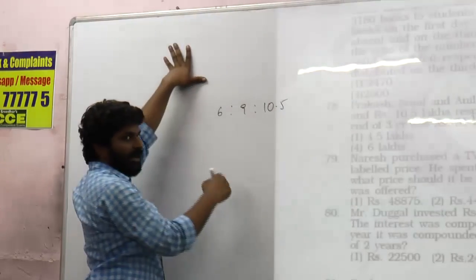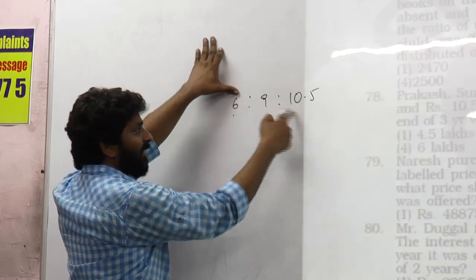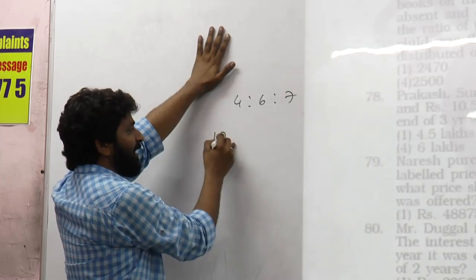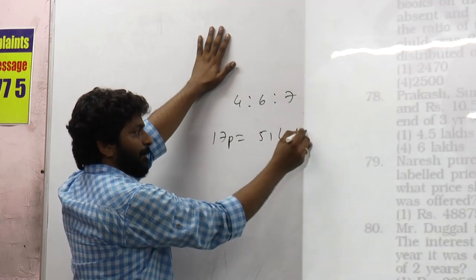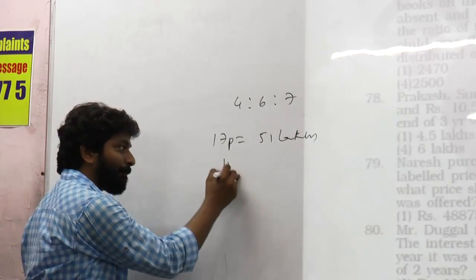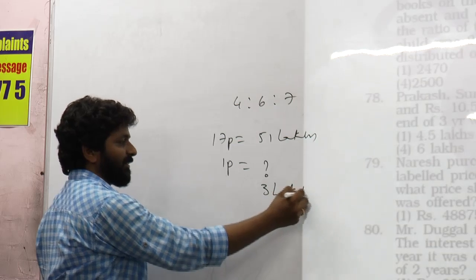Right. Prakash, Sunil, Anil. They have invested for the same period of time, right? So the investment ratio will be equal to their profit sharing ratio. So that becomes 6:9:10.5. Cancellation with 1.5. This is 4 times, 6 times, 7 times. So 4, 6, 7. Total 17 parts is equal to 51 lakhs. It asked about 25% of Prakash's share. 25% of this is 1 part. That is equal to how much? 3 lakh is the answer.